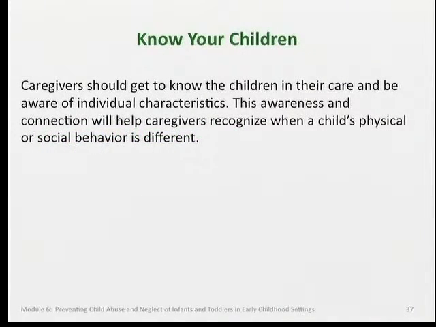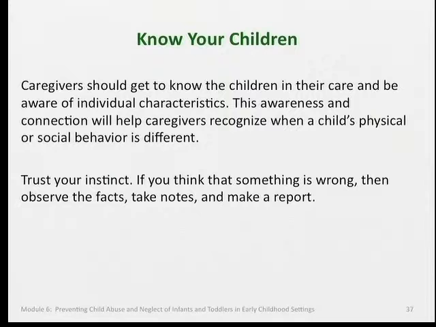To help prevent child abuse and neglect, get to know the children in your care and be aware of individual characteristics. This awareness and connection will help you recognize when a child's physical or social behavior is different and may alert you to possible situations of abuse or neglect. Remember, trust your instincts. If you think that something is wrong, then observe the facts, take notes, and make a report. Remember that you do not have to present documentation and evidence. Reports are made for suspected abuse and neglect.